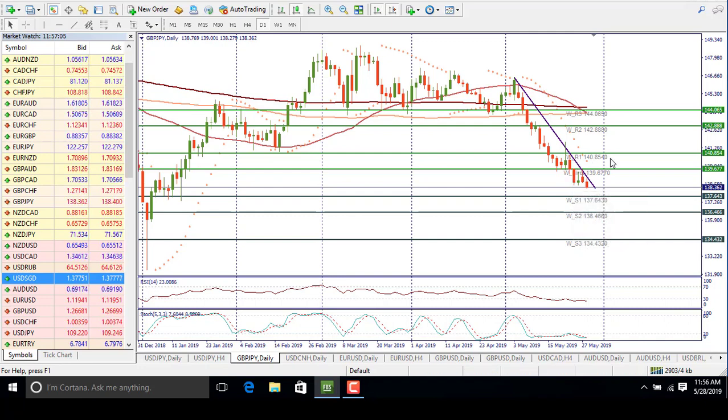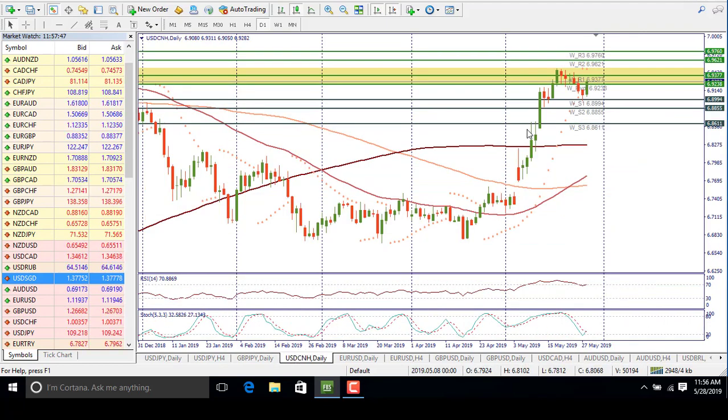If the pair gets positive momentum or the British pound is supported by some positive news, the pair will reverse towards the weekly pivot resistance at 139.68. The next key level will lie at 140.85. Here, if we look at oscillators, we can see that RSI is moving within the oversold zone and the stochastic indicator is about to form a crossover within this zone.